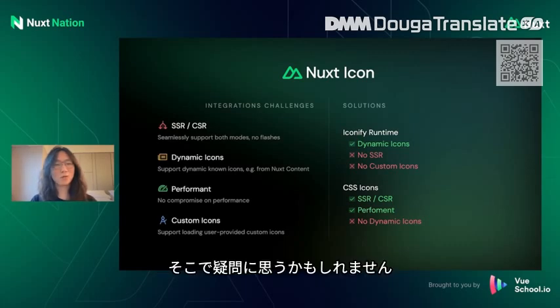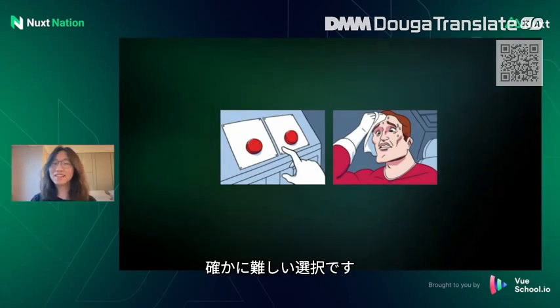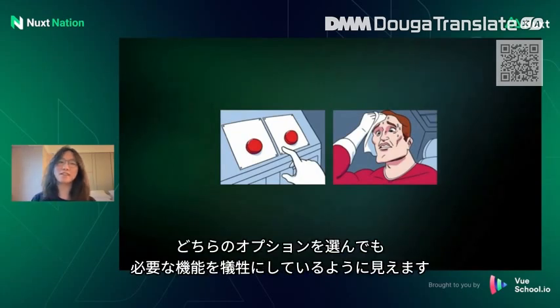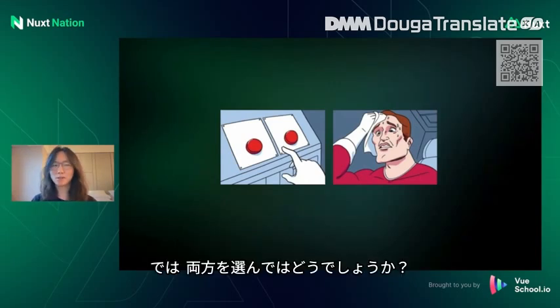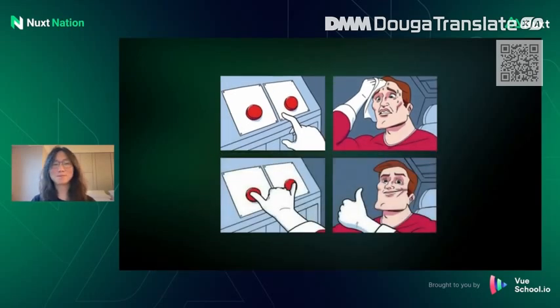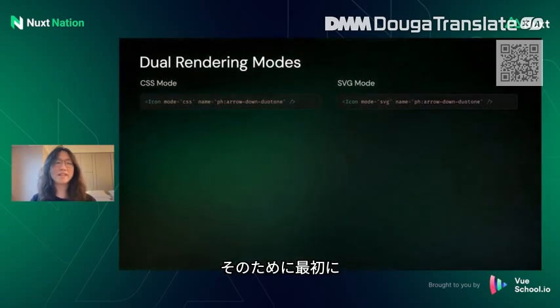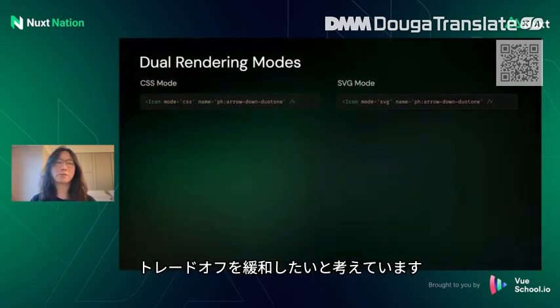So you may start to wonder, which should we choose? It's indeed tough, and it seems that with either option, we are trading something that we needed. So why don't we choose both? To do that, first, we want to ease out the trade-off of rendering approach.